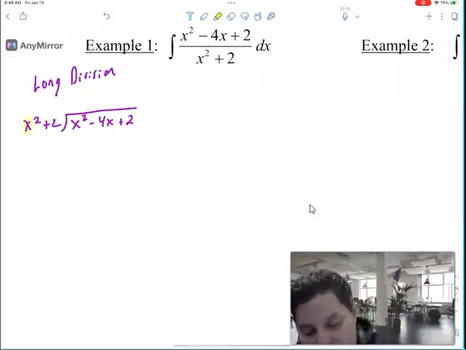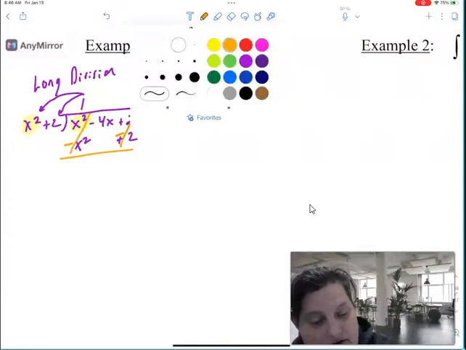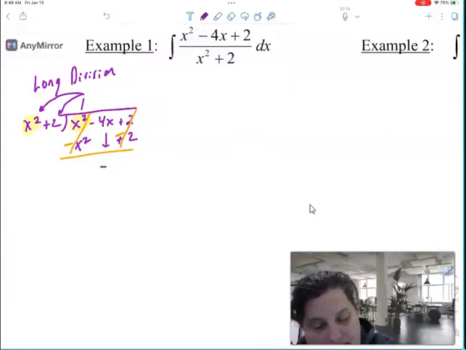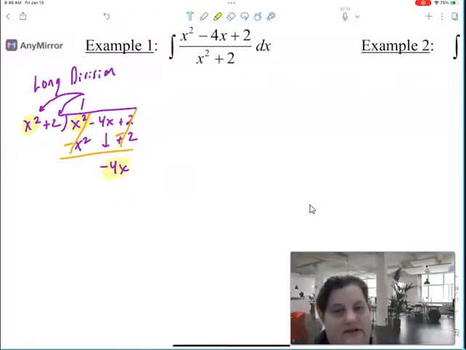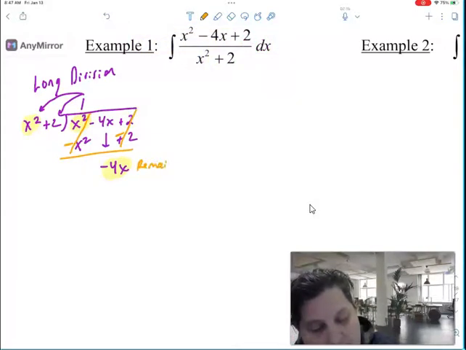If you remember about long division, we take the first 2 terms and say, how many times does x squared go into x squared? 1 time, right? When I multiply that down, I get x squared plus 2. And then with long division, we change the signs. That cancels, and that cancels actually. Then we bring this down. Now, how many times does x squared go into negative 4x? It doesn't. So that is actually my remainder.